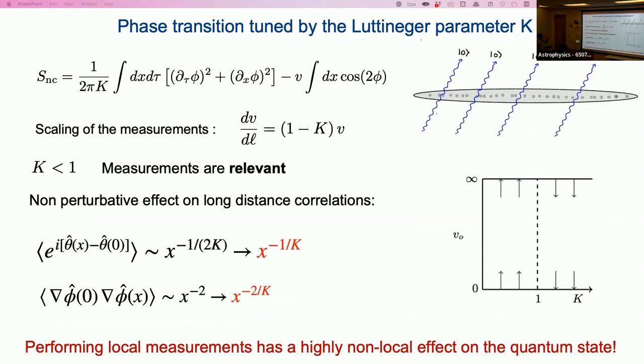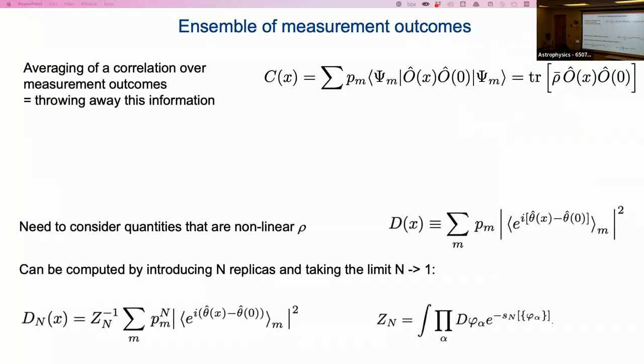On the other hand, if you're in the regime where the measurements are relevant, and that depends on K being less than one, then you have completely changed the correlations, even at long distances, and one can calculate how exactly you change them. And basically they make the correlations much more short range, but still power-law correlations. So that's really nice. That's only the toy problem, which you can in principle do.